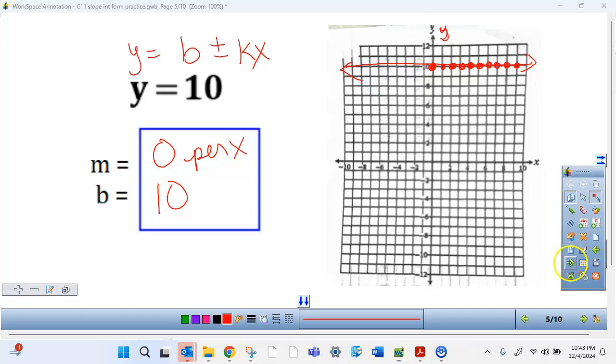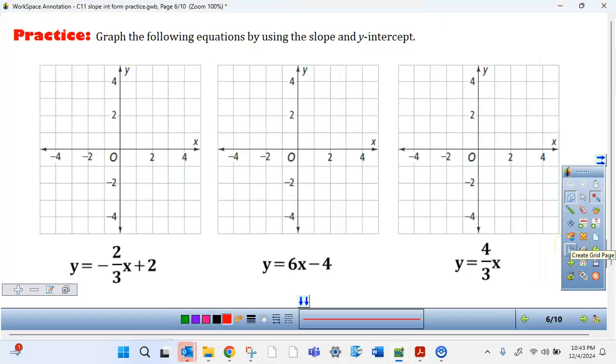Now I'm going to have Mrs. Coons pause the video, and I'm going to have her monitor the time for 2 minutes, and I would like you to get as many of these done as you can, and then we're going to check your work.